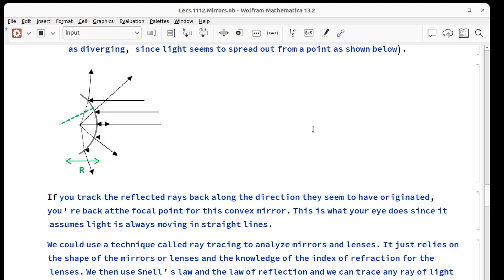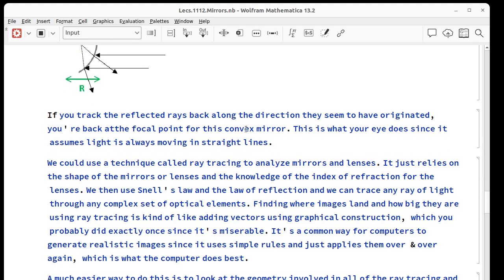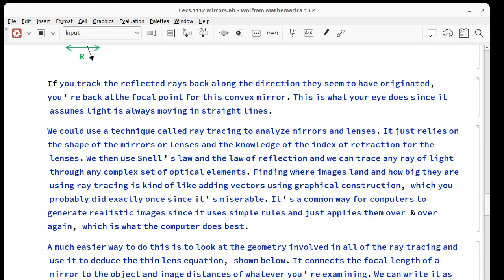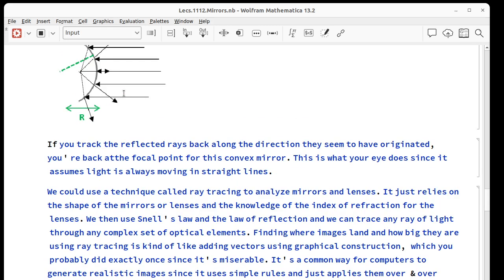I'm not going to ask you to do this because I think it's incredibly tedious and we don't need to do it. There is another way, which is much more simple, and it's called the thin lens equation. Finding where images are and how big they are relative to the object this way is kind of like adding vectors with graphical construction. Maybe you did that once where you drew them with a ruler and measured the angle with a protractor. It's just miserable for humans to do.